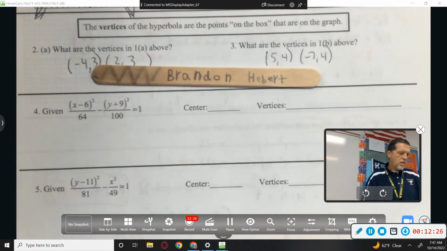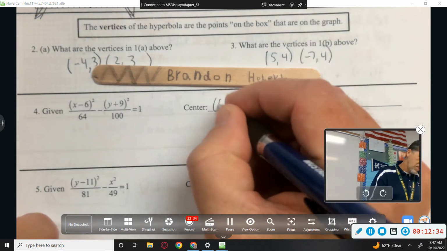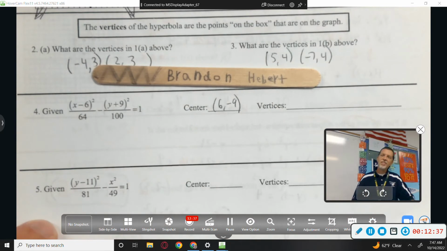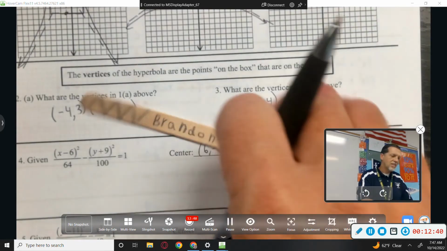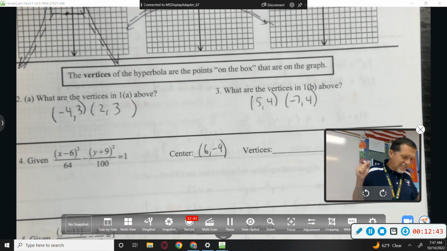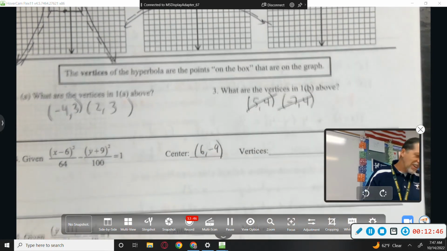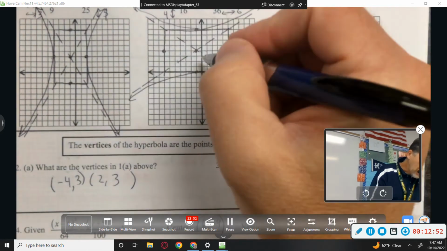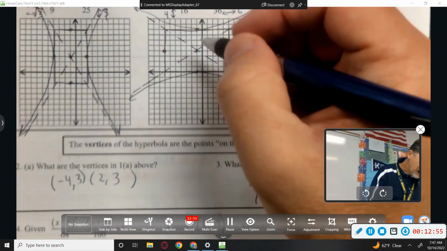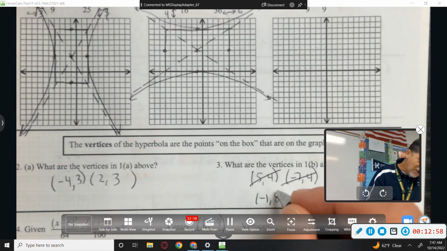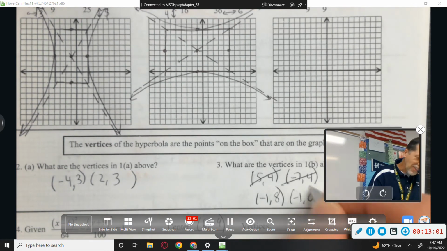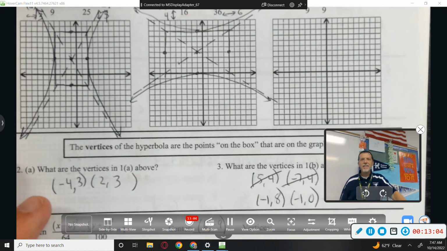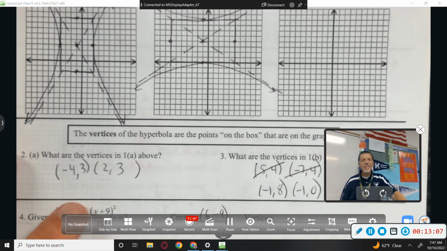Number 4. Brandon, what's the center of that one? Good. Yes, sir. Number 3 on the vertices. Oh, yes. Is it the dots on the side, or is it up and down? It's got to be the ones up and down because it's the up and down graph. Good catch. Thank you for paying attention. I just didn't even answer because I thought I was tricky. So, -1, 8 and -1, 0. Does that look better? Yes, thank you.